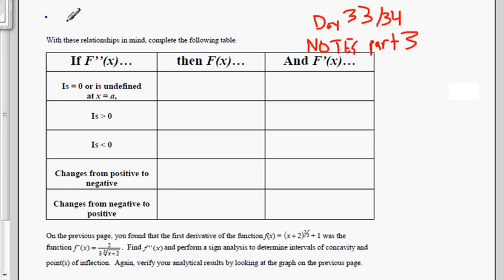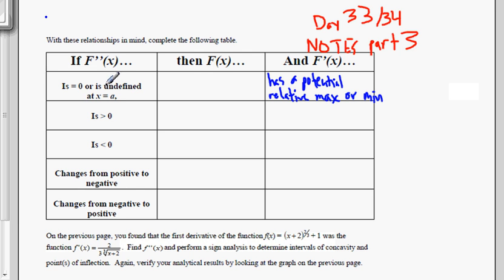All right, we're on Unit 4, Calculus, Day 3334 Notes, Part 3. What we're trying to do, with the relationships we've been talking about, going from the original function to the first derivative to the second derivative, is start making some conclusions based on what we've done. So now, if we're given some information in the second derivative, what does that mean? We'll work backwards here, to the first derivative and then back to the original function. So let's do that now.